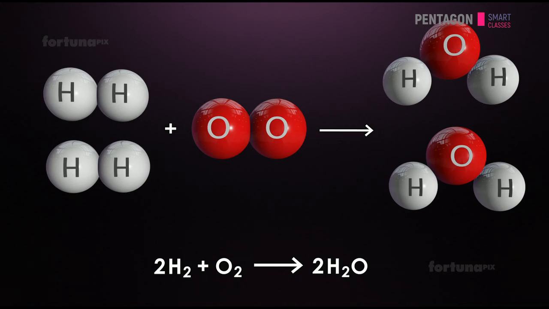We can now add G to indicate a gas and L to indicate a liquid, in which case our equation would look like this. 2H2(g) plus O2(g) gives 2H2O(l).